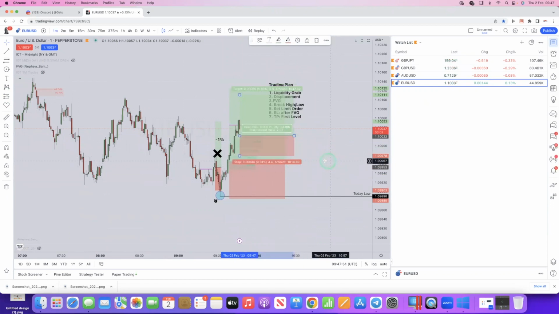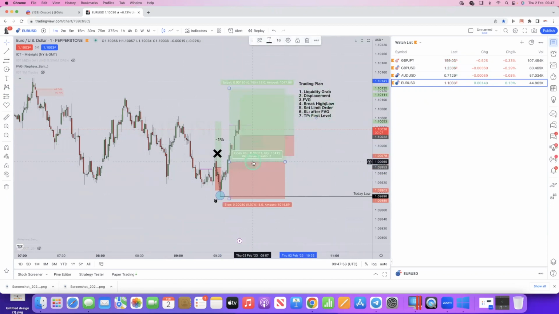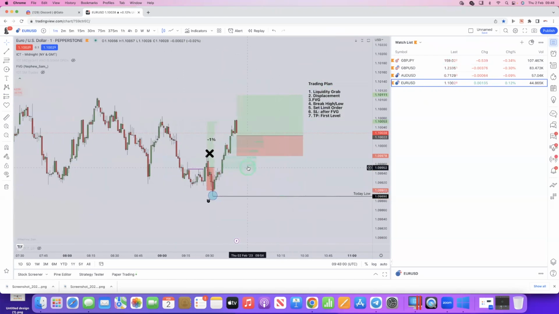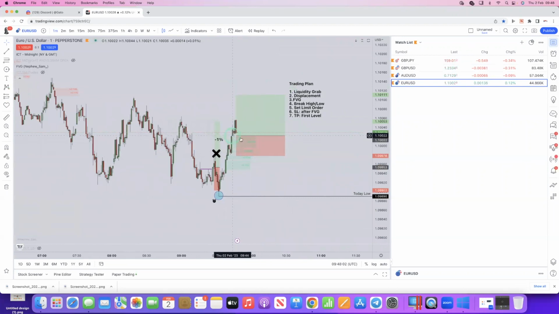Let's give that a try again. There's no harm in it. Okay, we're just gonna get rid of that. We'll get rid of the lower fair value gap. We'll see if this would have come to fruition with an entry and a sort of take profit area.